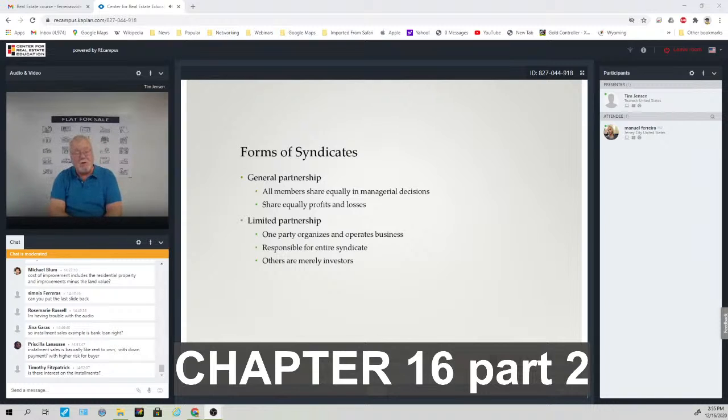General partnerships, on the other hand, usually have a number of partners in an organization all having the same managerial responsibilities, all sharing equally in profits and losses.